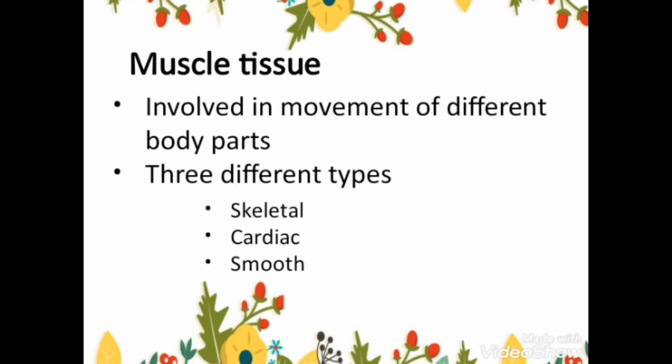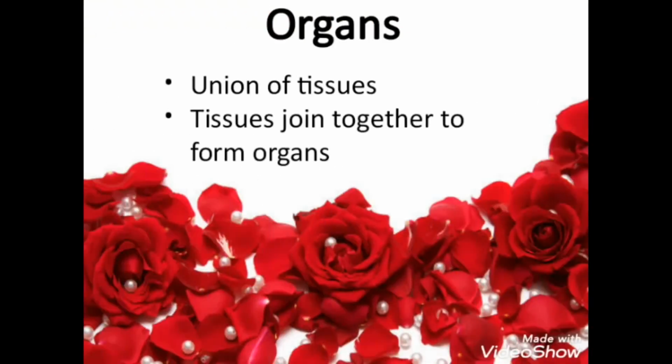Next is the muscle tissue. Muscle tissue is involved in the movement of different body parts such as arms and legs. There are 3 different types of muscles present in our body, that are skeletal muscles, cardiac muscles and smooth muscles.